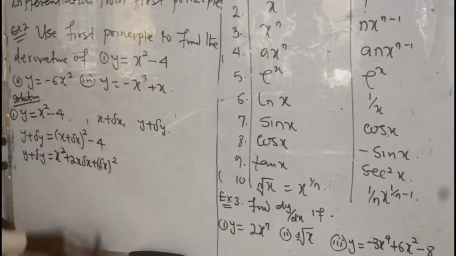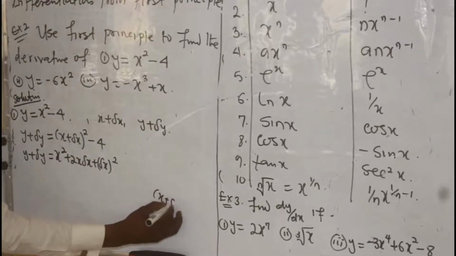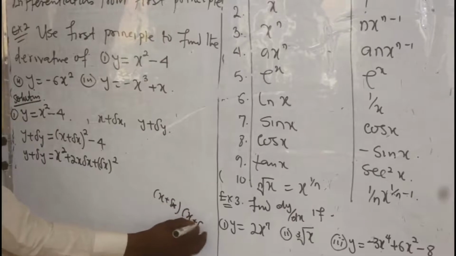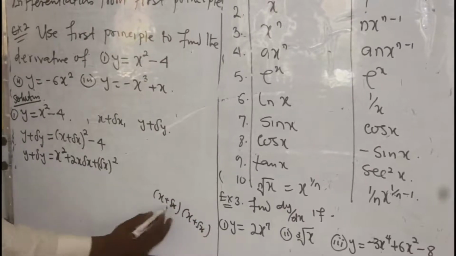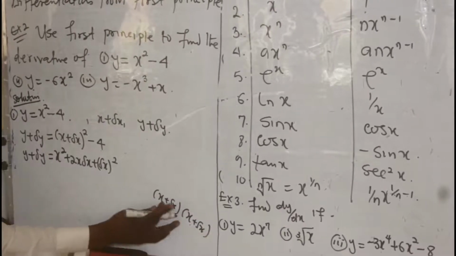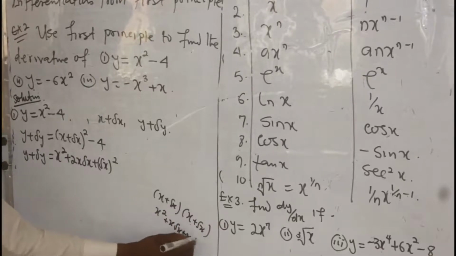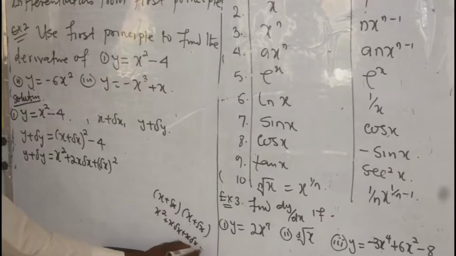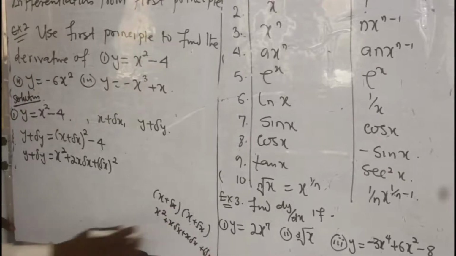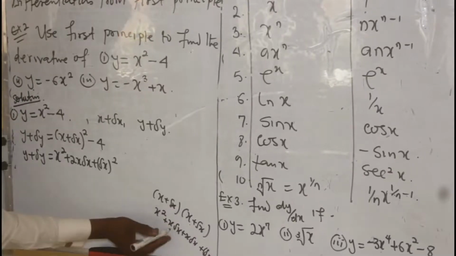If you expand this, normal expansion, x plus delta x, and what? X plus delta x. Can we record this? X times x, x squared. X times delta x, x delta x. This times this, x delta x. Delta x times delta x is delta x all squared. Okay? Good. So from here now what do you have?